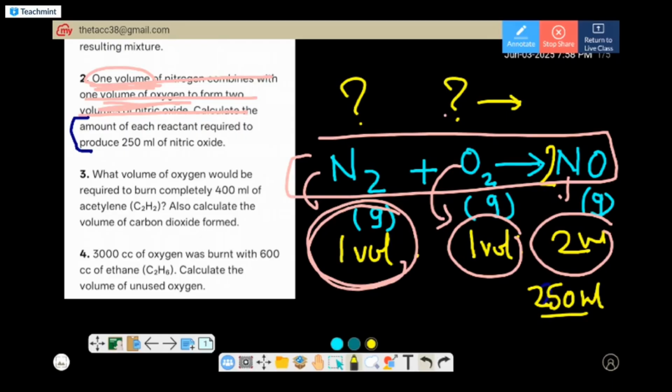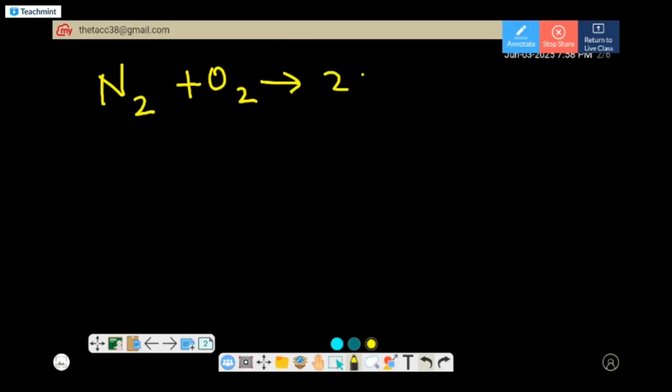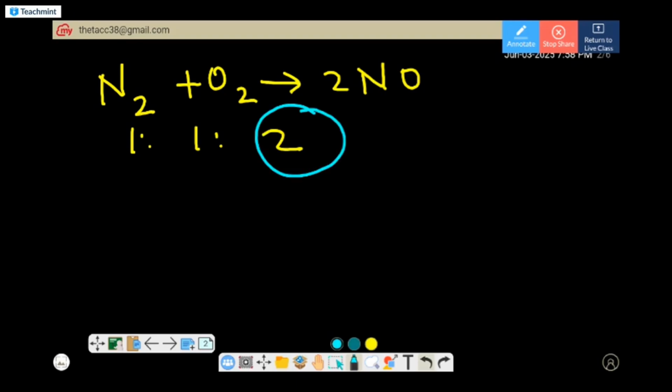So I'm rewriting it here on the next screen. It's N2 plus O2 giving you 2NO with the ratio as 1:1:2. Now the information given is only of this. So what is related to NO? 2 volumes. So 2 volumes will be equal to 250 ml, because that they have given to us. They want 250 ml. 250 ml is representing 2 volumes. So 1 volume is how much?